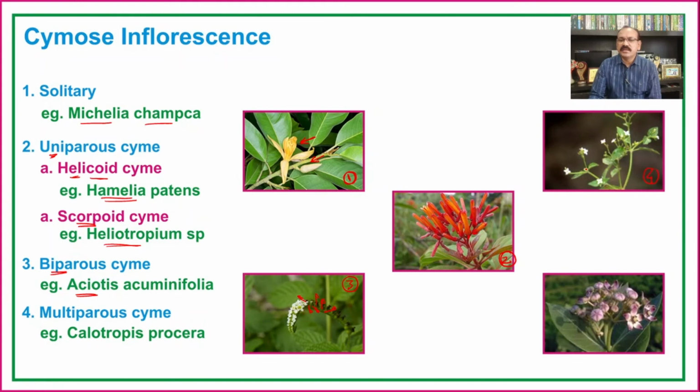We are able to see here there is a development of the flowers, and from the axil again there is a development of two flowers. So every time here the inflorescence is bifurcated, or there is a development of two flowers from the lateral buds which are present on the stalk of the flower. The fourth one is multiparous cyme, and this fifth image is of the Calotropis procera, in which we are able to see there is a development of many flowers from the lateral buds, that is more than two flowers, and hence it is known as multiparous cyme type of inflorescence.